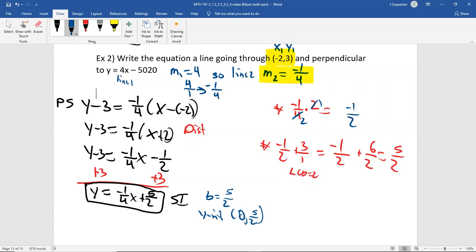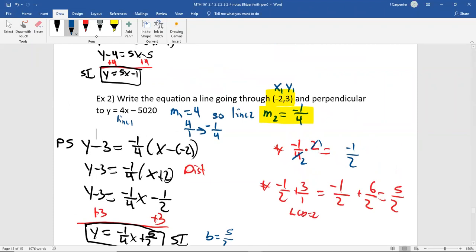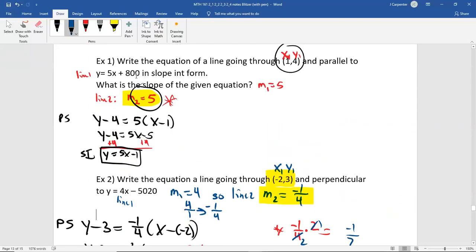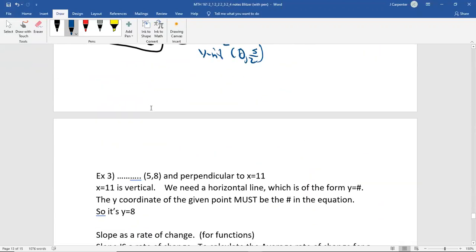This is probably one of the more challenging problems because of the perpendicular aspect. This is the one that students mess up more than anything else. The second thing students mess up is they want to use this 50-20 somehow. It's completely irrelevant for the problem. Same as how I mentioned that 800 was completely irrelevant for example 1 for creating the second line, because it's only based off a slope.